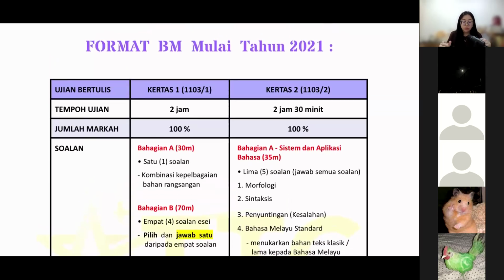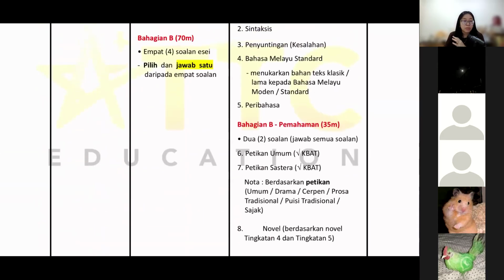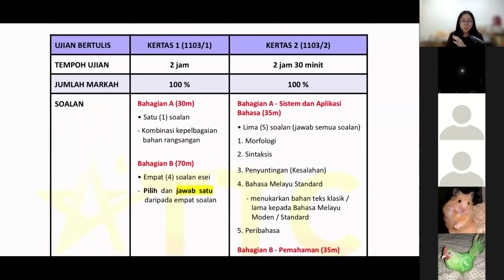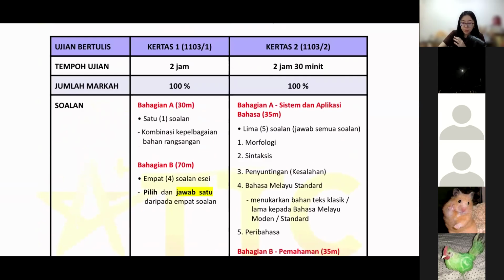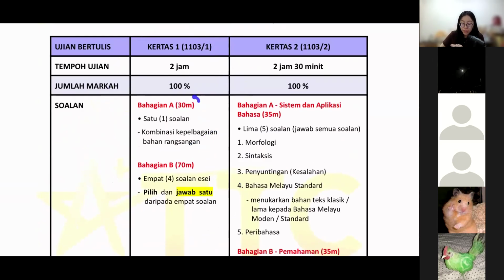Okay, so for Form 4 and Form 5, they have 4 papers. Okay, kertas 1, 2, dan 3 dan 4. Now, kertas 1, which is karangan paper, we have 2 parts, bahagian A and bahagian B. So bahagian A is 30 marks, bahagian B is 70 marks.